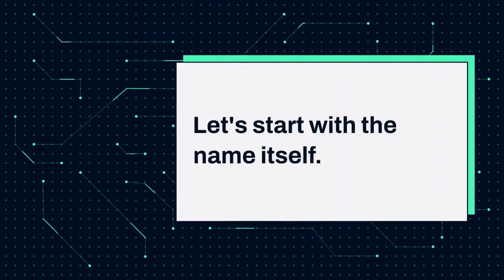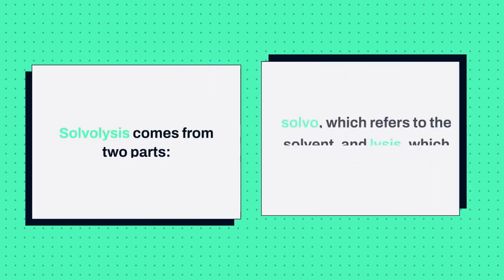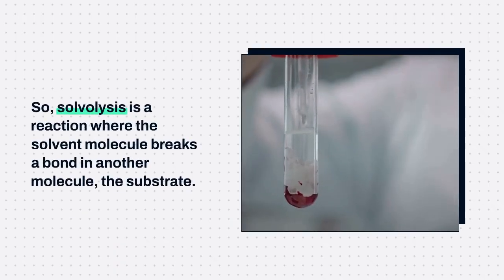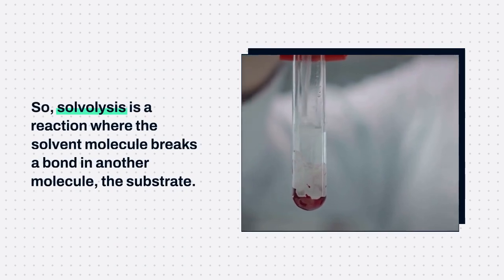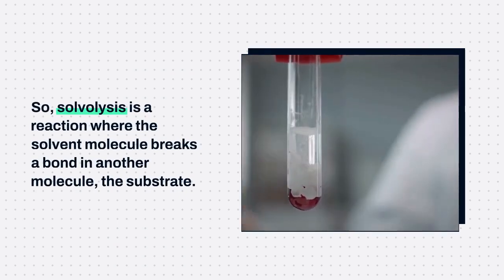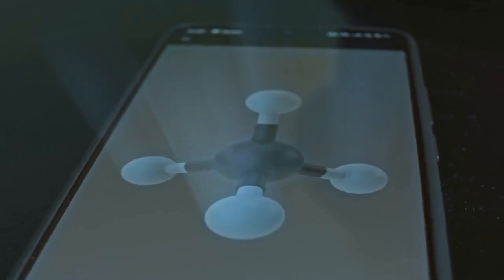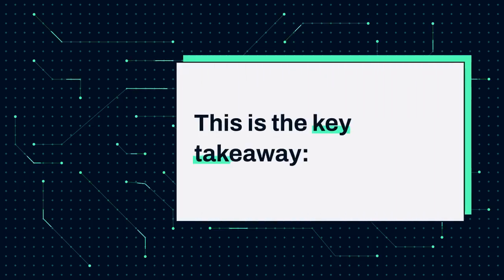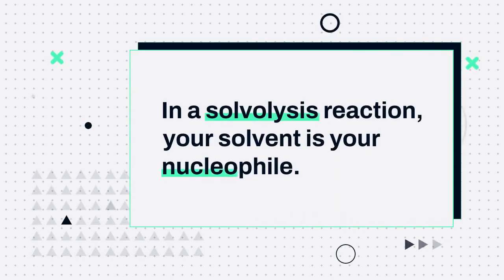Let's start with the name itself. Solvolysis comes from two parts, solvo, which refers to the solvent, and lysis, which means to break or split. So, solvolysis is a reaction where the solvent molecule breaks a bond in another molecule, the substrate. In simpler terms, the solvent acts as the nucleophile. This is the key takeaway. In a solvolysis reaction, your solvent is your nucleophile.